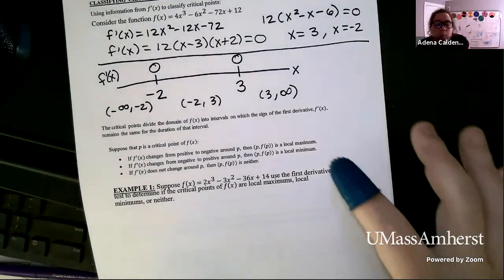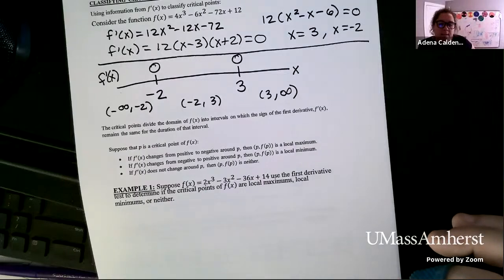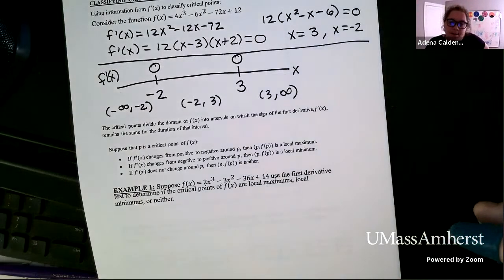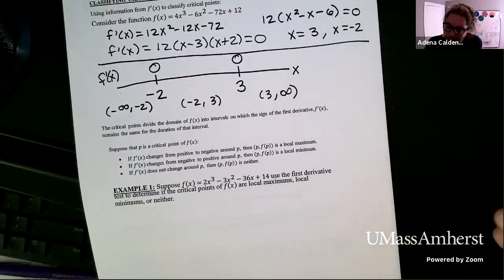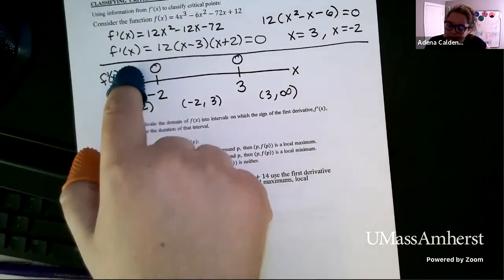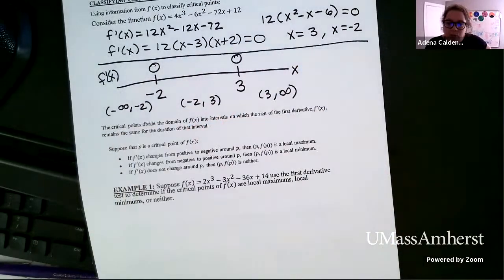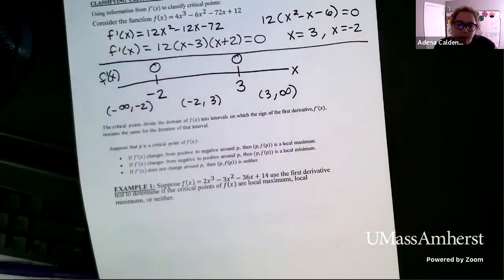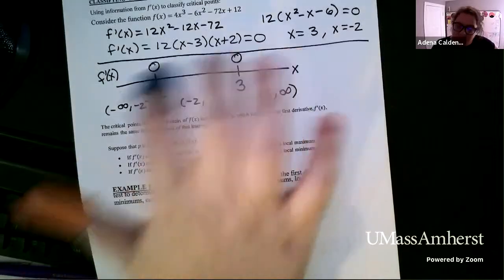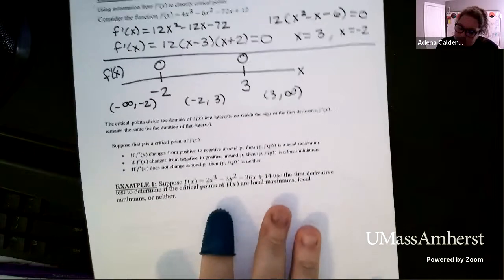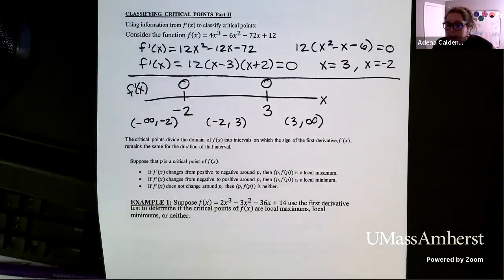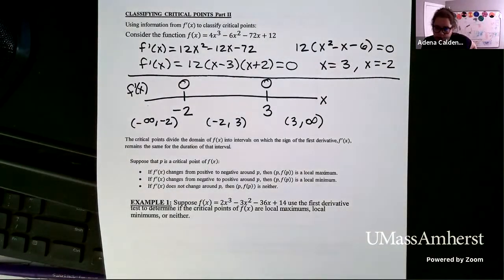So now my first derivative test says if the derivative changes from positive to negative around the critical point, we have a local max. If it changes from negative to positive, we have a local min. So what does that mean? I need to know the sign in the interval. Is the derivative positive or negative in this interval? Is it positive or negative in this interval? Is it positive or negative in the third interval? The good news is it's the same sign for any point on the interval.